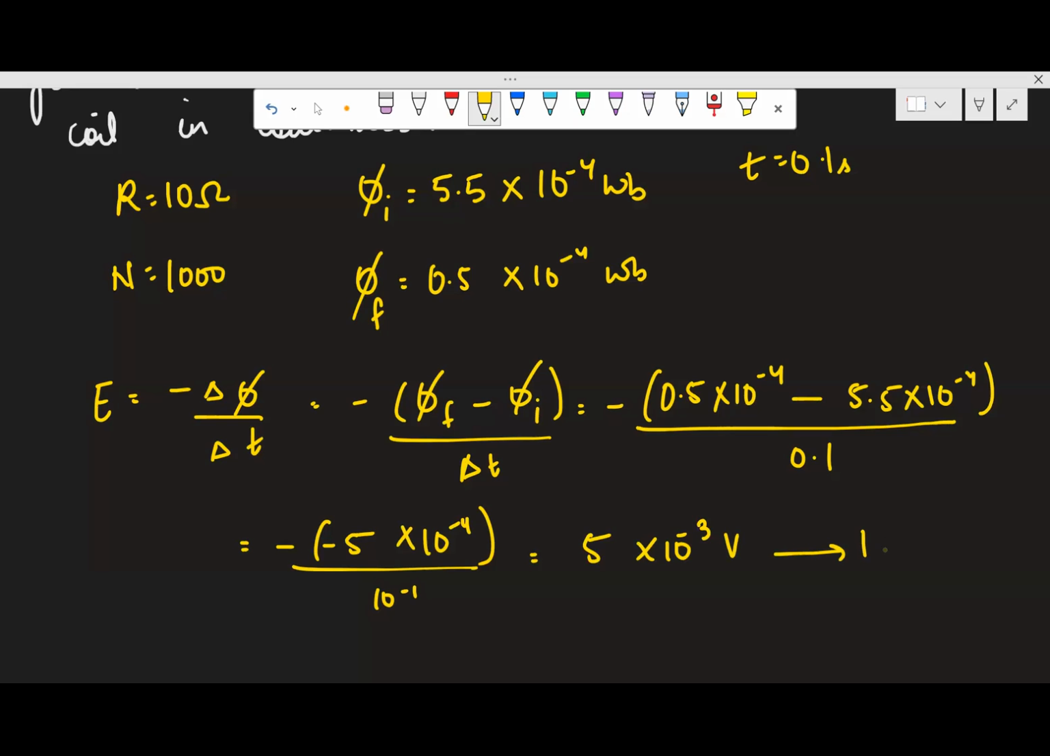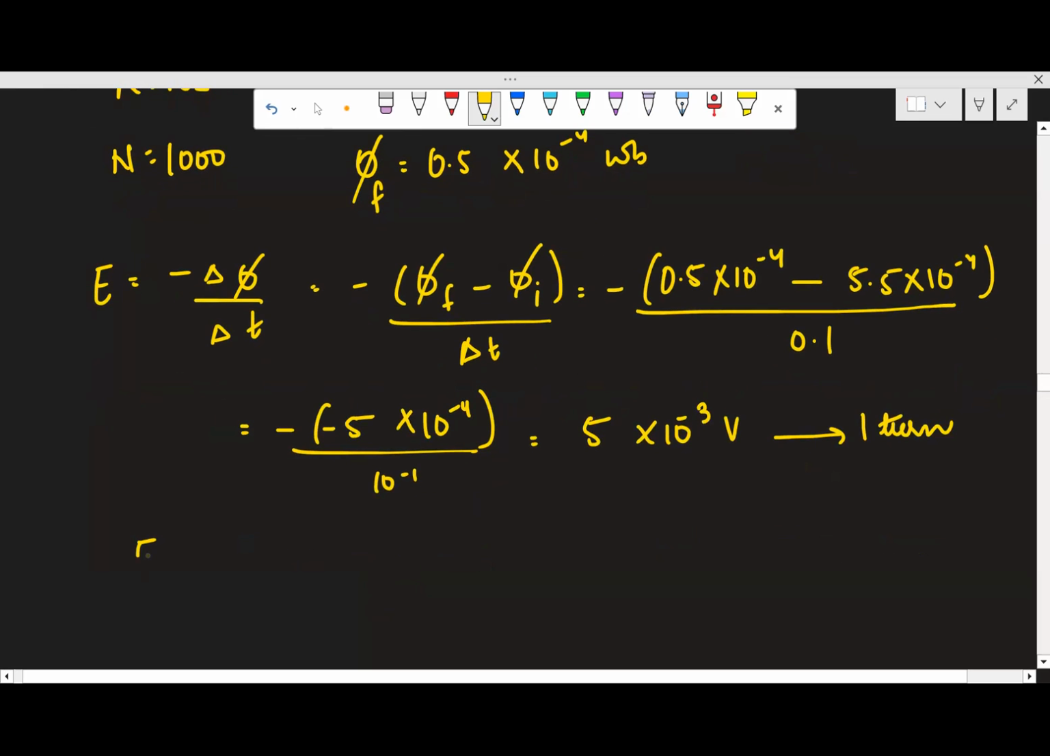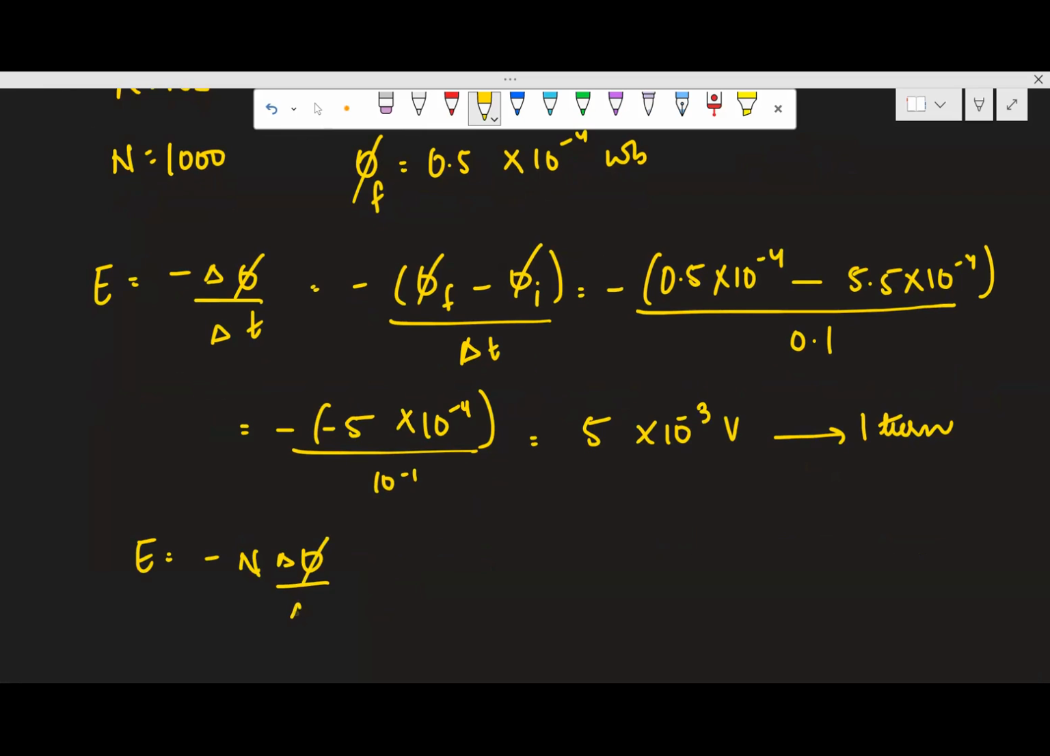But this is for one turn. So for n number of turns, it will be minus n delta phi over delta t. That is 1000, 10 to the power 3, into what we've already calculated, 10 to the power minus 3. That gives 5 volt as our answer.